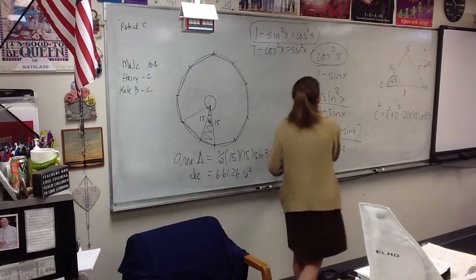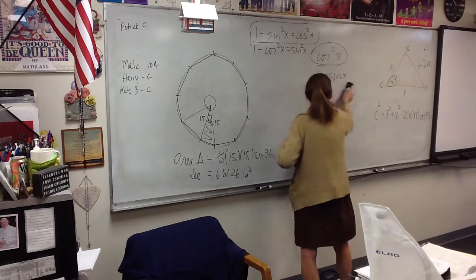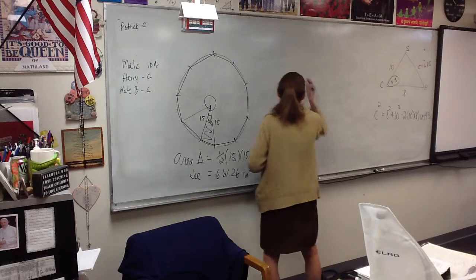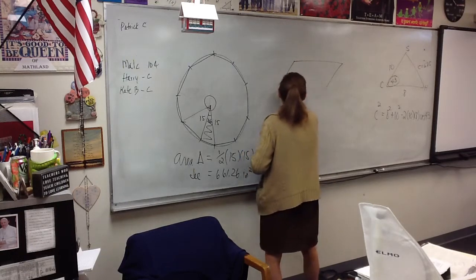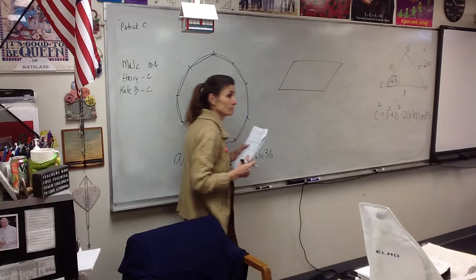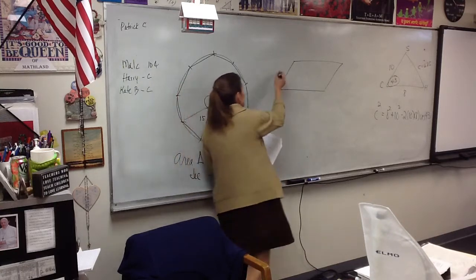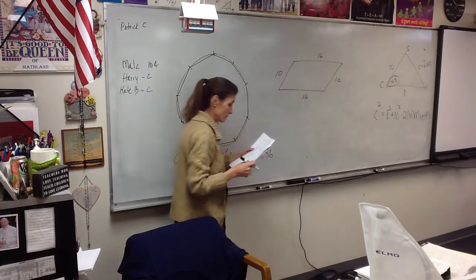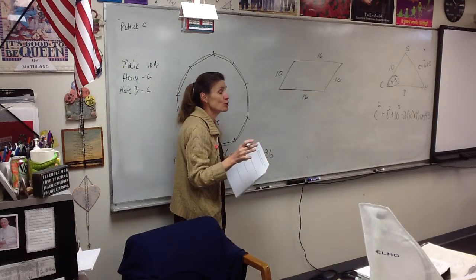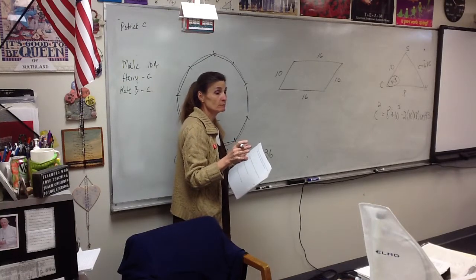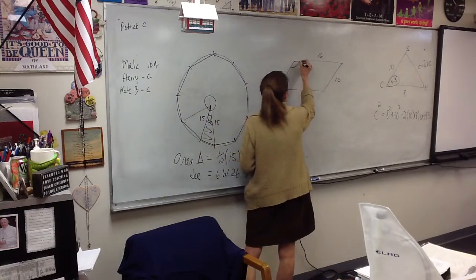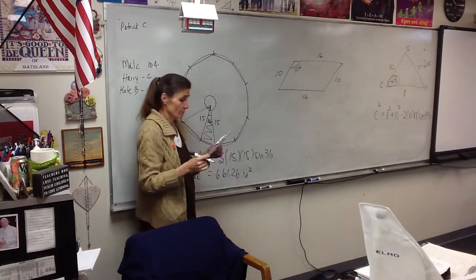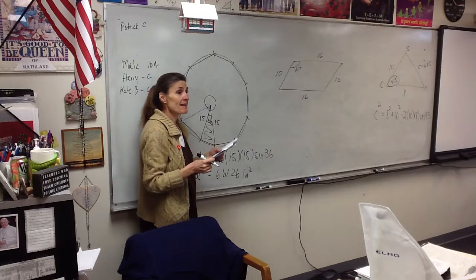Find the area of a parallelogram. Okay, you need to remember that back in your brains, a parallelogram. The sides are 10 and 16. The larger angle, so that would be this one, right, is 104. Find the area.